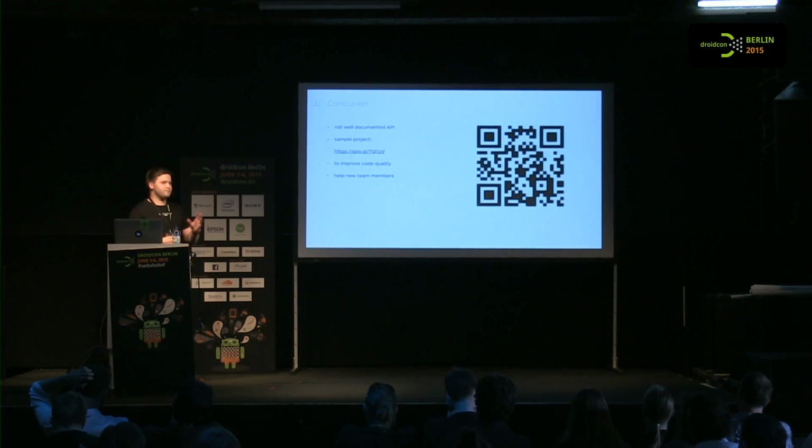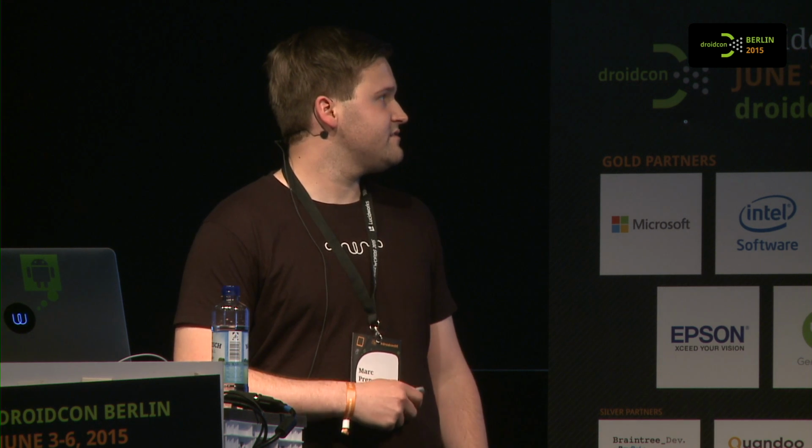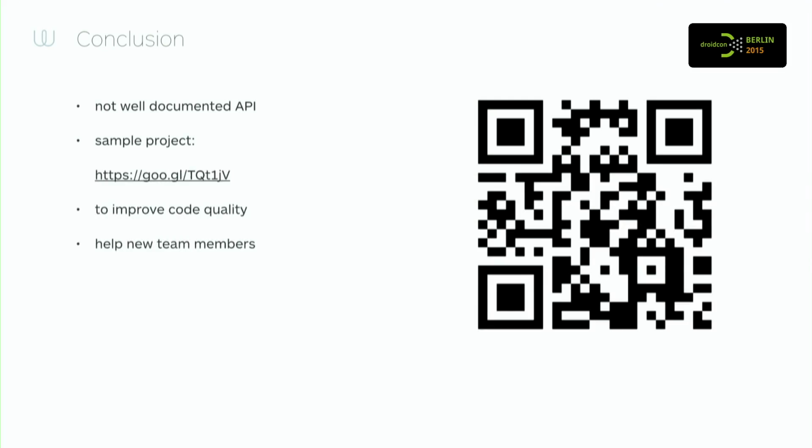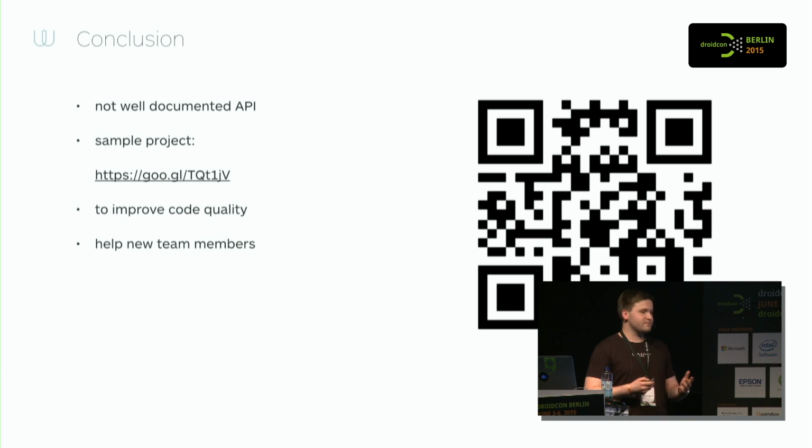And to have a way to get started, I created a little template project that you can find here. There is the created issue and the custom check included there, and it's included in the base project. And all in all, custom lint checks can improve your code quality and help new team members to get started.